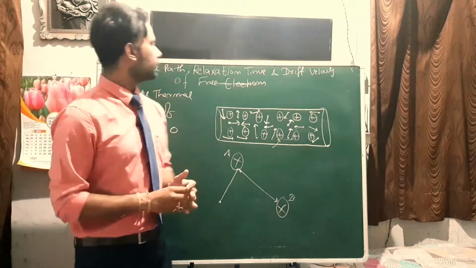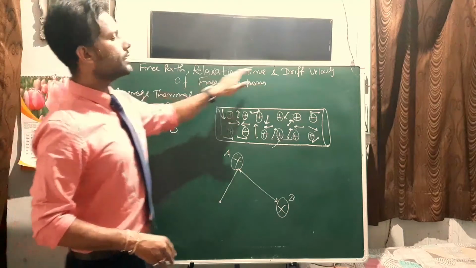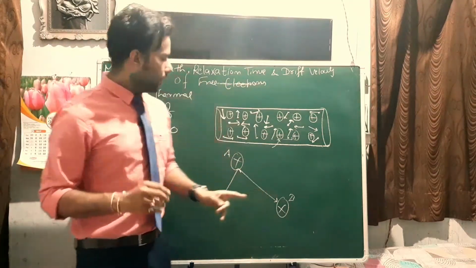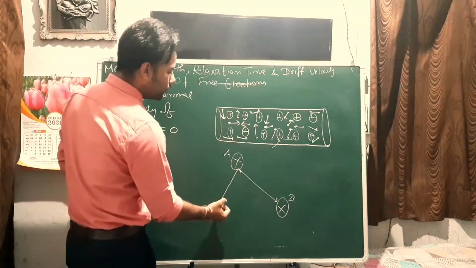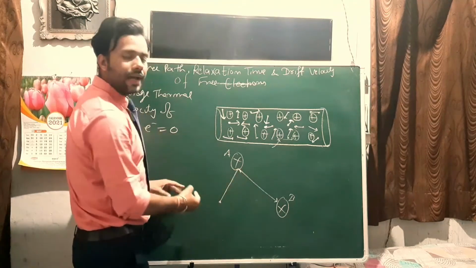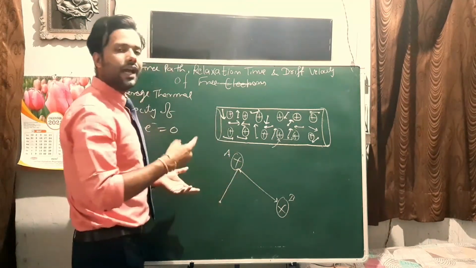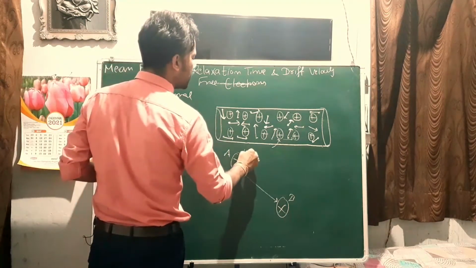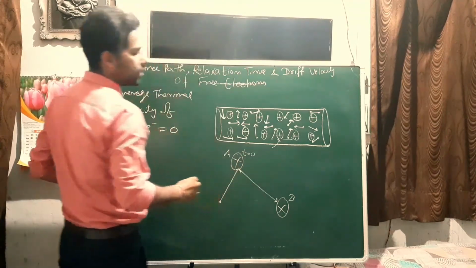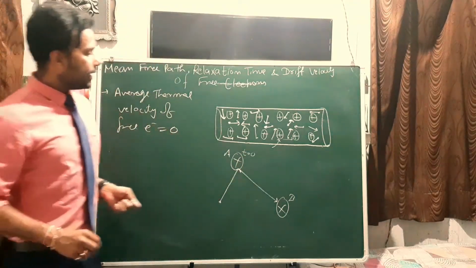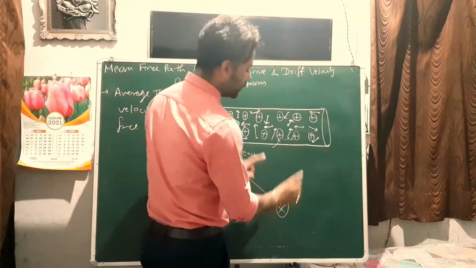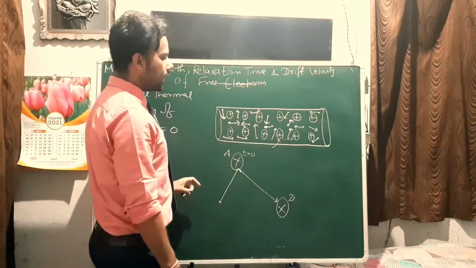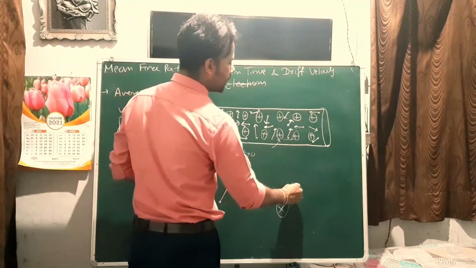All right. Then relaxation time. Suppose when it moves toward the ion A and as it collides with ion A, time started. So let's say time was 0 seconds here. And after some time it again collides with this ion B. So let's say this is time T2.